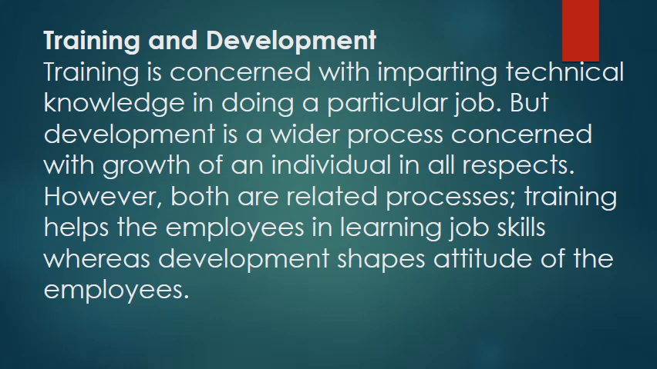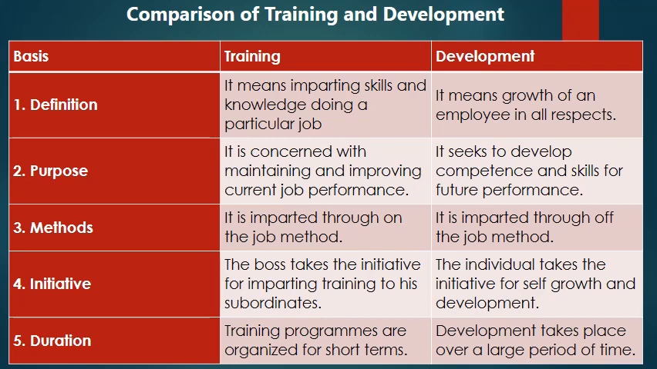Let us see what is the basic difference between training and development with the help of one table. I will read it for you. Meaning of training: it means imparting skill and knowledge for doing a particular job. Here you have to focus that training is imparted to enhance the skill of a particular job, the job which the employee is doing or has to do. But development is the growth of an employee in all respects. Now, what is the purpose of training? It is concerned with maintaining and improving current job performance. But the purpose of development is that it seeks to develop competence and skill for future performance. So training is for current performance, and development is for enhancing future performance.